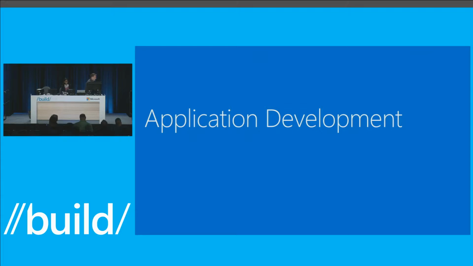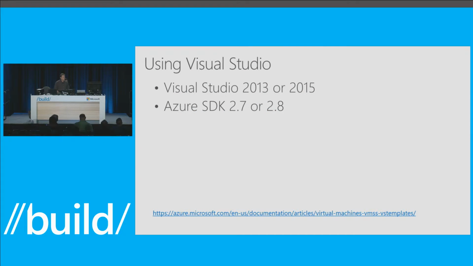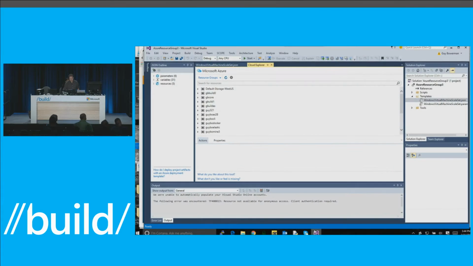And I'll talk a little bit about how you can do application development with VM scale sets. We can start with Visual Studio. If you use Visual Studio 2013, 2015, you can install the Azure SDK, and then there's really good support for deploying virtual machine scale sets as a template. In fact, I can just quickly show what that looks like.